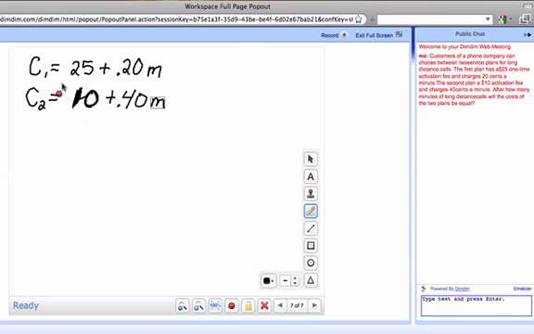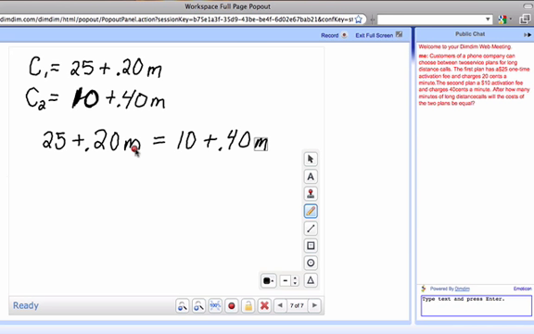Okay, and now we want to know when the costs will be equal. So we want to know when these two things will be equal, so we can basically substitute one of these in place of the other. Okay, so I'm going to write 25 plus 0.20 M equals 10 plus 0.40 M.